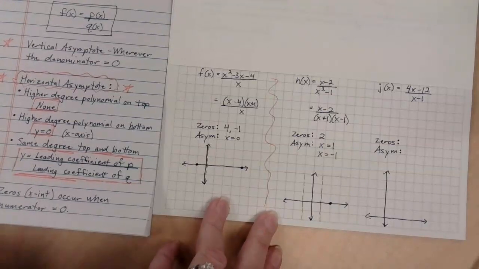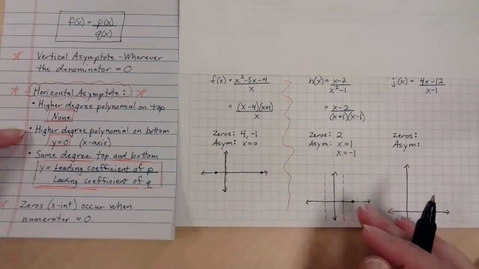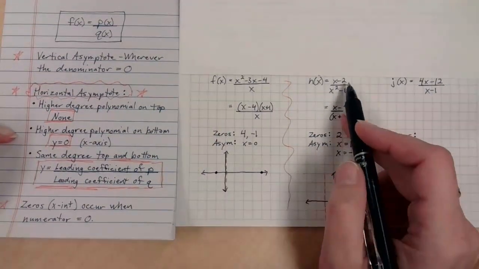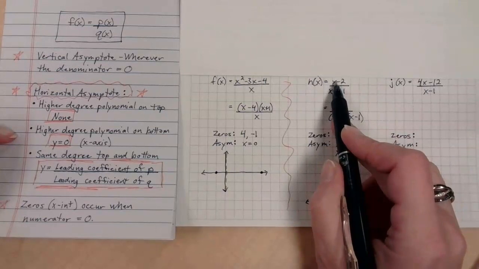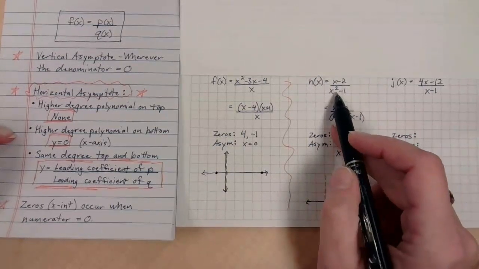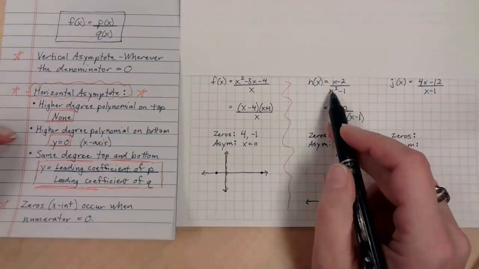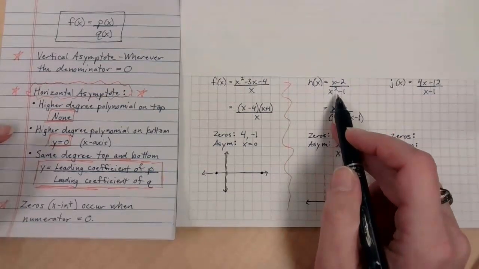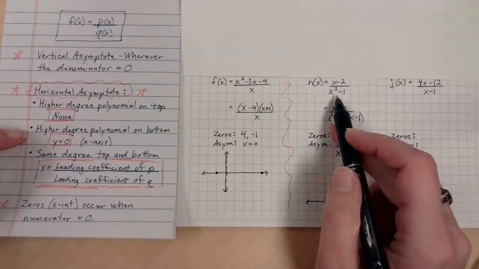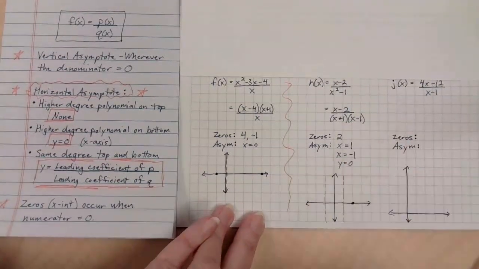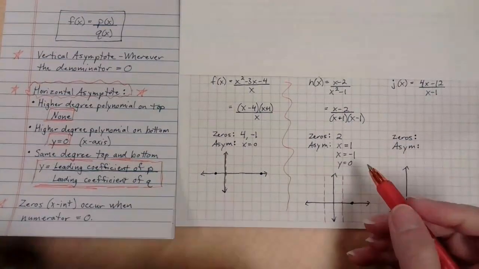Well, does this thing have a horizontal asymptote? Consult your notes. You probably don't have this memorized. I usually don't have this memorized. What do I see? The degree on top is 1, because that's the highest power. The degree on the bottom is 2, because that's the highest power. So the higher degree is on the bottom, which means y equals 0. Y equals 0 is also an asymptote. So this one has 3 asymptotes.